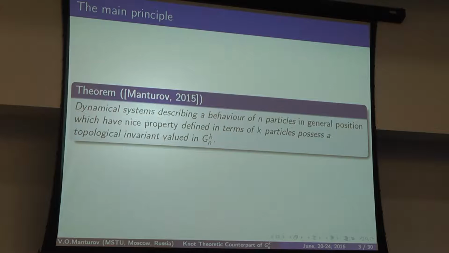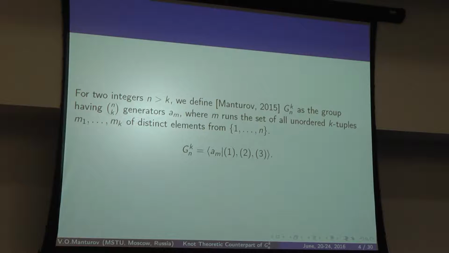Now I will give the definition of the group and talk about algebra, geometry, and decipher many words from this slide. Okay, so we fix two integers, n and k. The case n equals k is not interesting; the group will be just Z2. My group will have C(n,k) generators, all indexed by all possible subsets of cardinality k from 1 to n, and these generators a_m will have three types of relations.